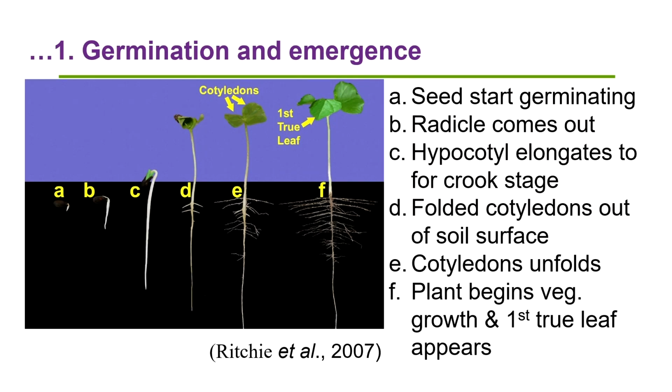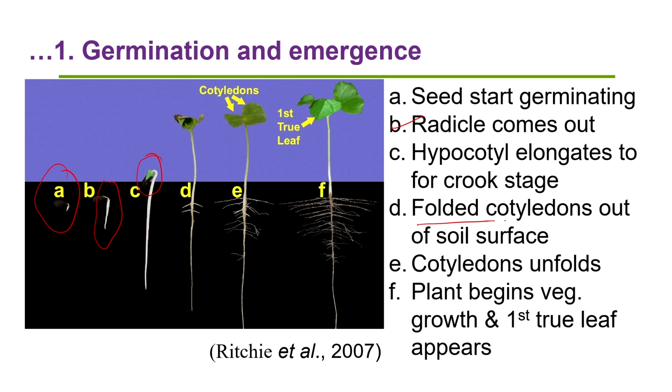First you see the seed start germinating. In the first picture A, the seed starts germinating and the radicle comes out. So you can see the radicle is coming out first in B. In C, the hypocotyl elongates to form the crook stage. So you can see this hypocotyl, this is the crook stage, crook, C.